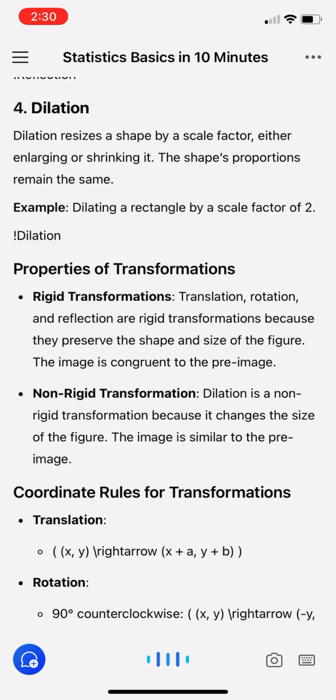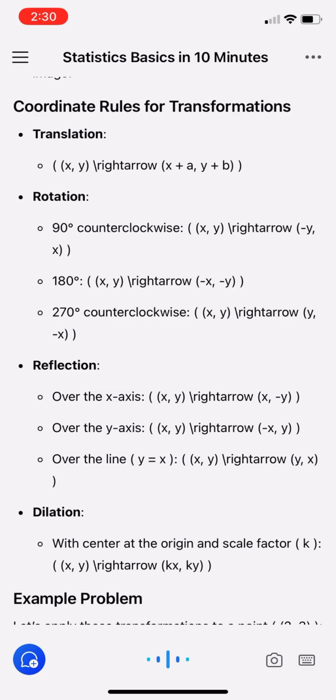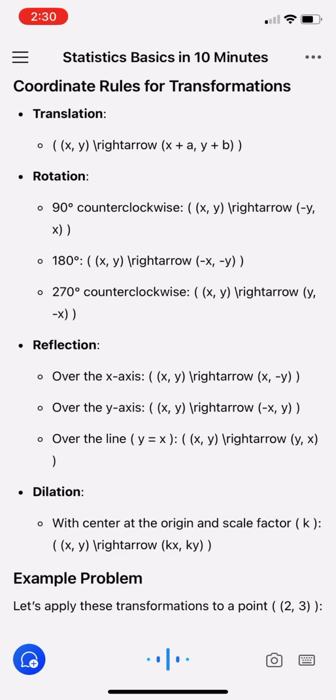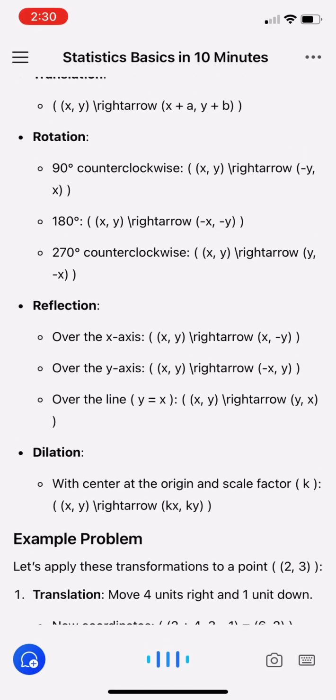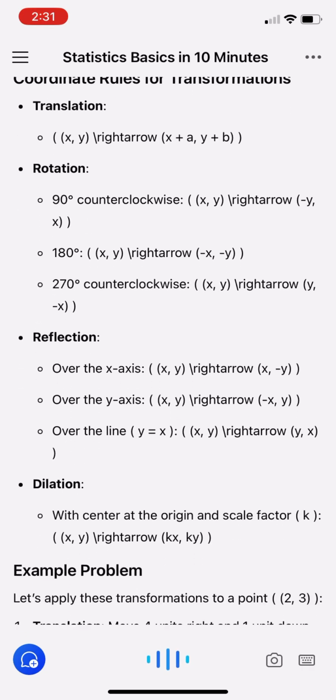Coordinate rules for transformations. Translation: (x, y) → (x + a, y + b). Rotation: 90 degrees counterclockwise, (x, y) → (-y, x). 180 degrees, (x, y) → (-x, -y). 270 degrees counterclockwise, (x, y) → (y, -x). Reflection over the x-axis, (x, y) → (x, -y).